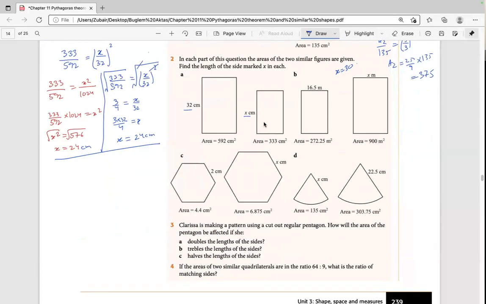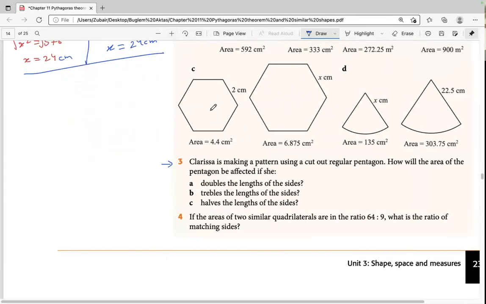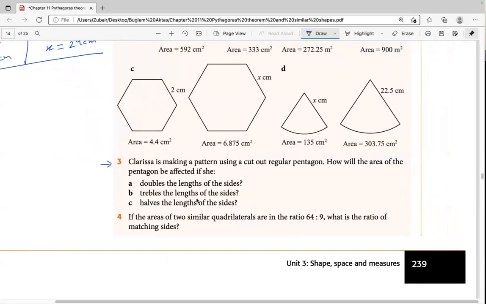Okay. I'm moving to question number 3, as the C and D parts are of the same nature. Clarissa is making a pattern using a cut out regular pentagon. How will the area of the pentagon be affected if she doubles the length of the sides? Well, the area will be multiplied by 4. That's right, because doubling it is 2 squared. So 4 times.